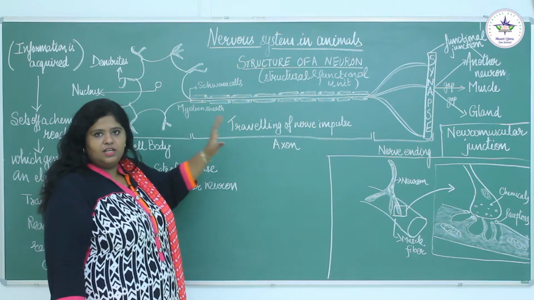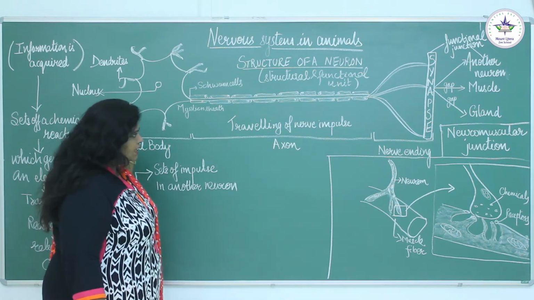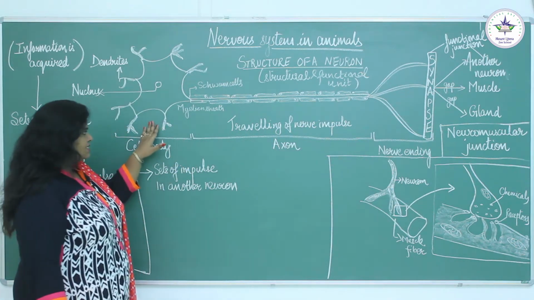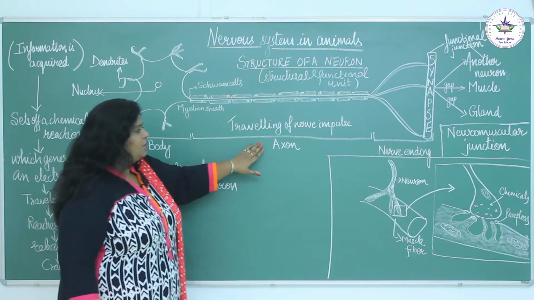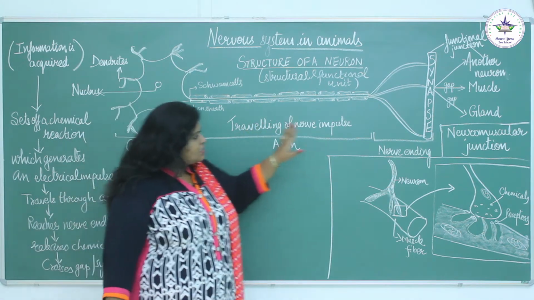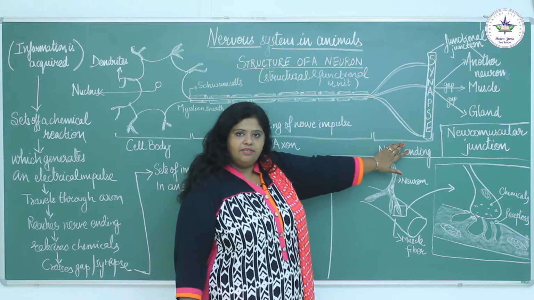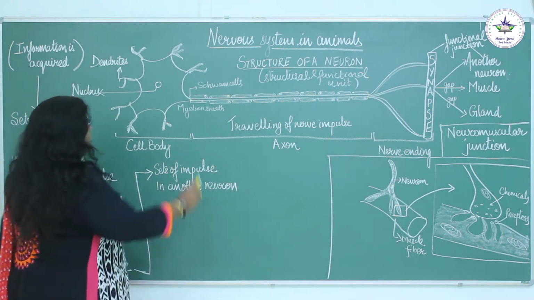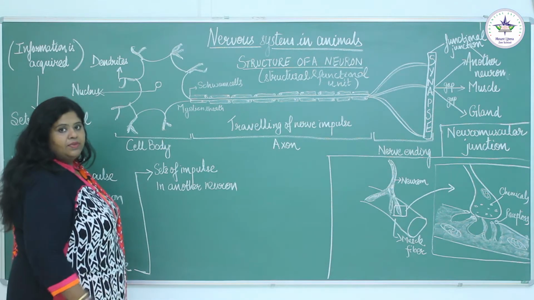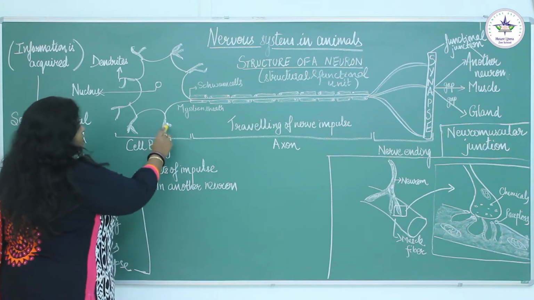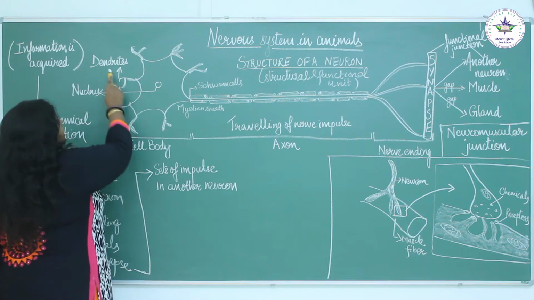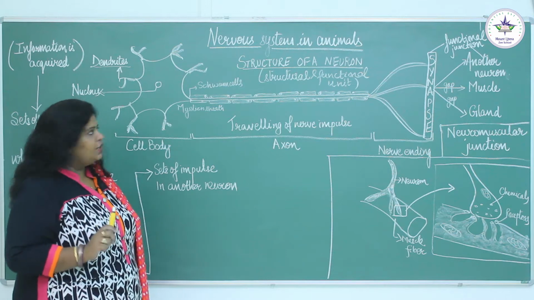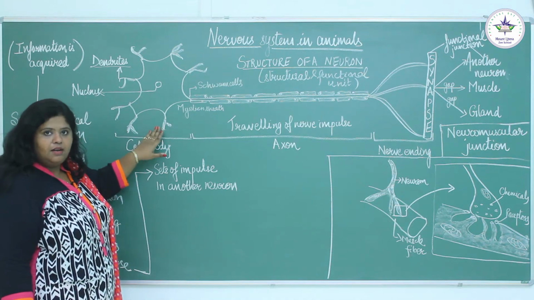So let's study the structure of a neuron. The neuron is an elongated structure, as you see on the board. The first part of the neuron is the cell body. The middle part of the neuron is the axon, while the last part of the neuron is your nerve ending. The first part, the cell body, has a centrally placed nucleus and has extensions. These extensions are known as dendrites. Dendrites are the extensions of the first part of the neuron, that's the cell body.